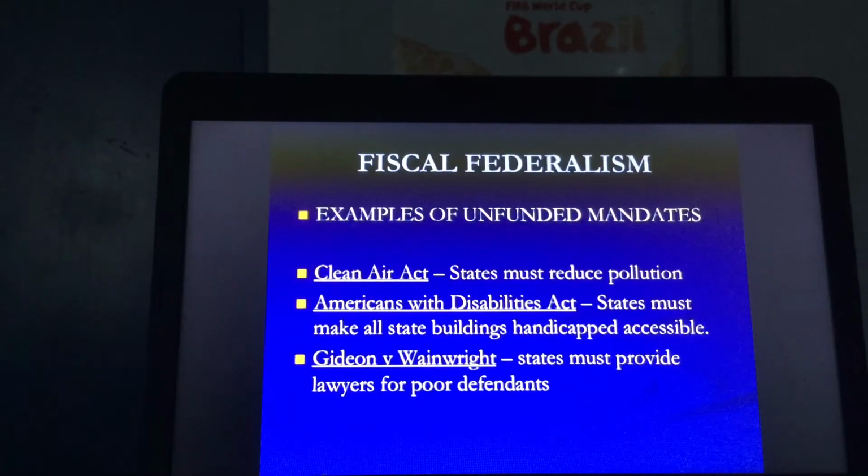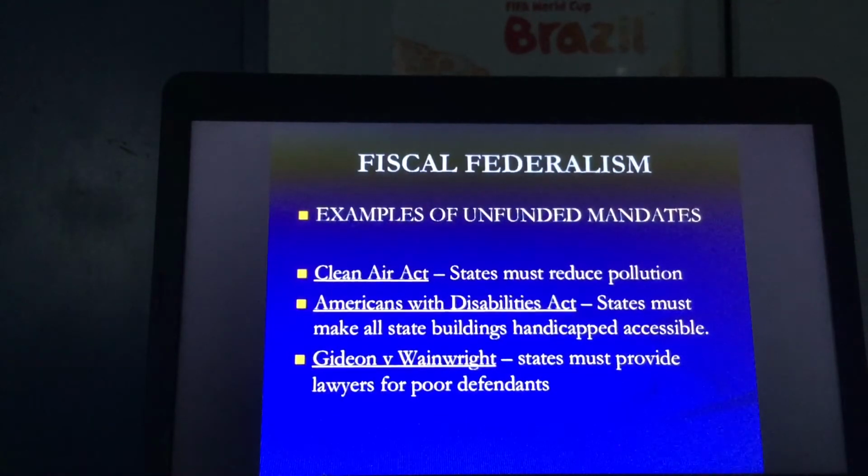Okay, some examples of unfunded mandates. The Clean Air Act. Congress passed a law that said basically states have to reduce pollution. They put pollution standards on states, and reducing pollution costs money, and states had to pay for that. And so then the question is, well, why can Congress do that? Well, that goes back to what we talked about yesterday.